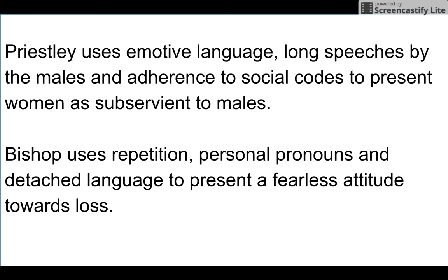And then for the poetry, Bishop uses repetition, personal pronouns, and detached language to present a fearless attitude towards loss. I know that this student should now go on to structure their essay in this way. I want a paragraph about emotive language, a paragraph about long speeches, and then a paragraph about adherence to social codes. And then same with the poetry. I want to see a point about repetition, personal pronouns, and detached language. This is really good practice because it signifies what is then going to happen in the rest of the essay.